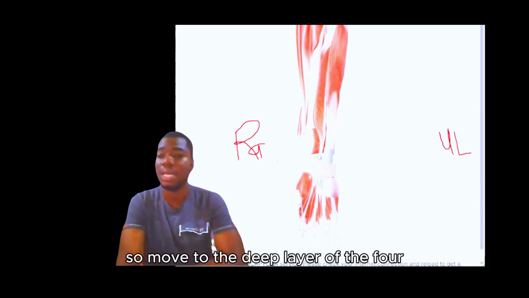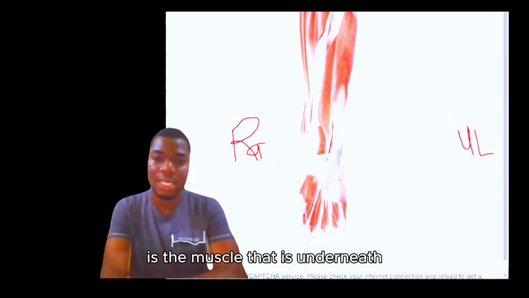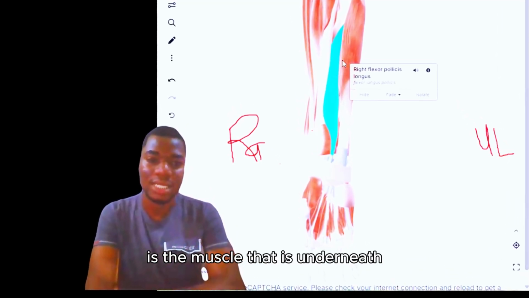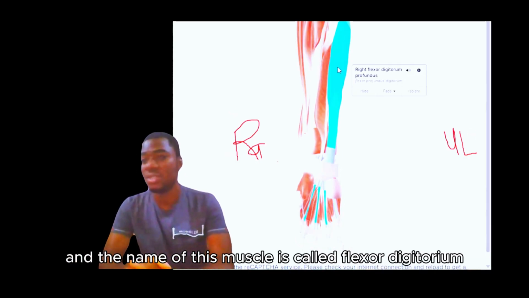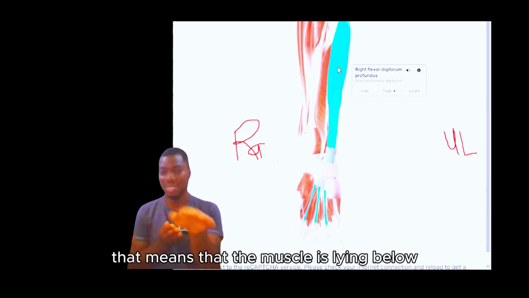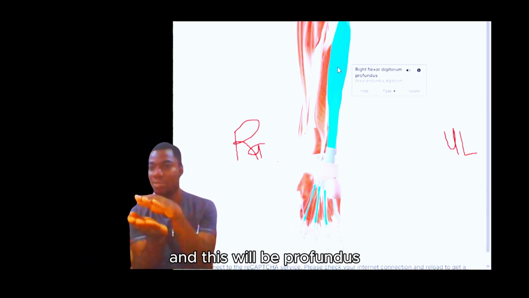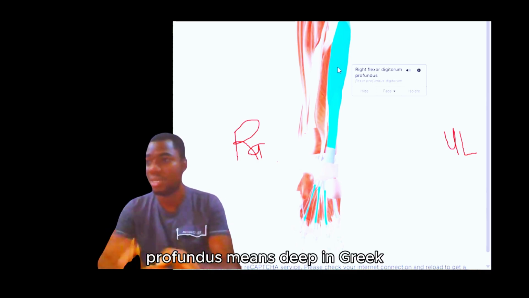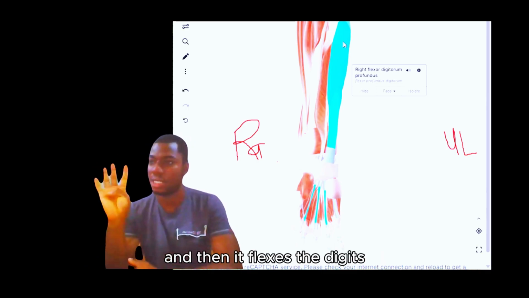So we'll move to the deep layer of the forearm. The first muscle we have to consider is the muscle that is underneath the flexor digitorum superficialis, and the name of the muscle is called flexor digitorum profundus. Profundus is the opposite of superficial. That means that the muscle is lying below the superficialis. So this is superficialis and this will be profundus. Profundus means deep in the Greek language. So this is profundus, and it flexes the digits.